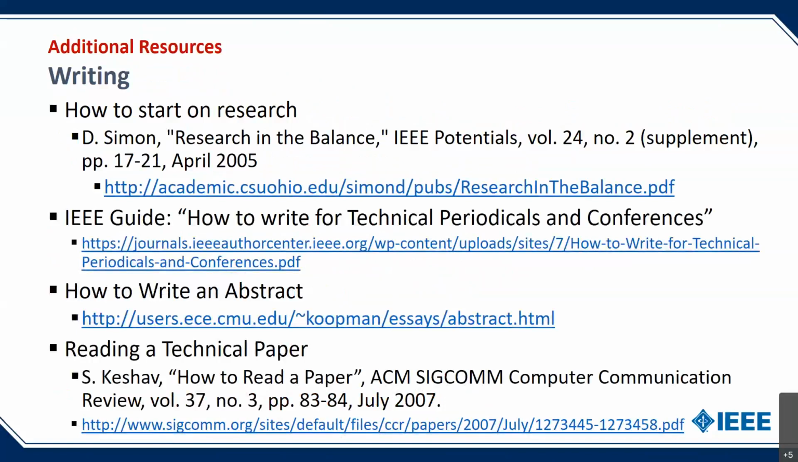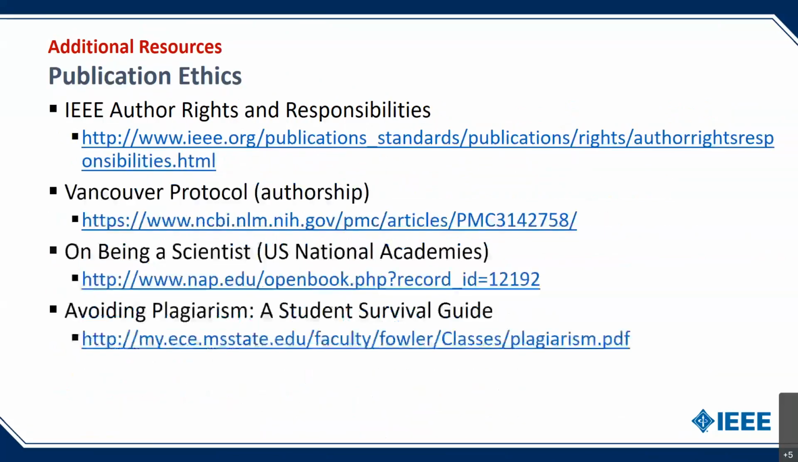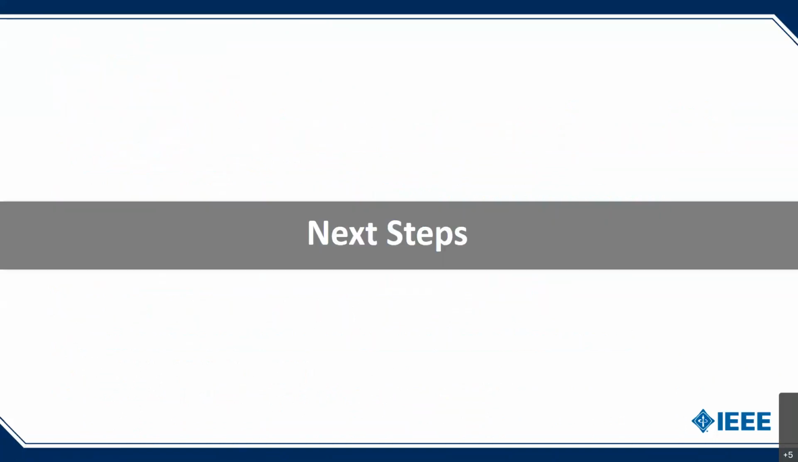I have some references here on additional resources for writing that you may want to look at. Also some additional resources on publication ethics that cover different aspects. In particular, this booklet on being a scientist from the US National Academies is something which I found particularly useful and would recommend to you for your reading.